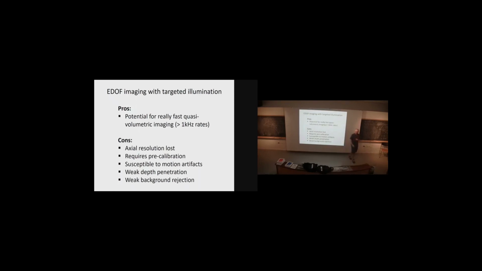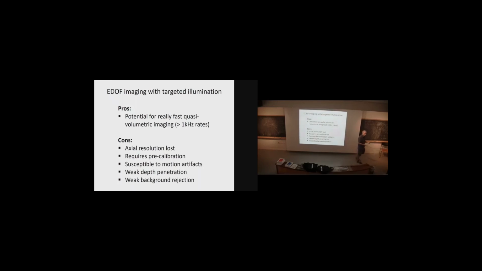Again, we lost our axial resolution. It requires that pre-calibration. This is the biggest drawback. It requires this pre-calibration, which is time-consuming. And if you need to know where those neurons are that are in focus beforehand, and if there's any movement, then you have to reprogram your system and use different patterns. So we're susceptible to motion artifacts with this system.